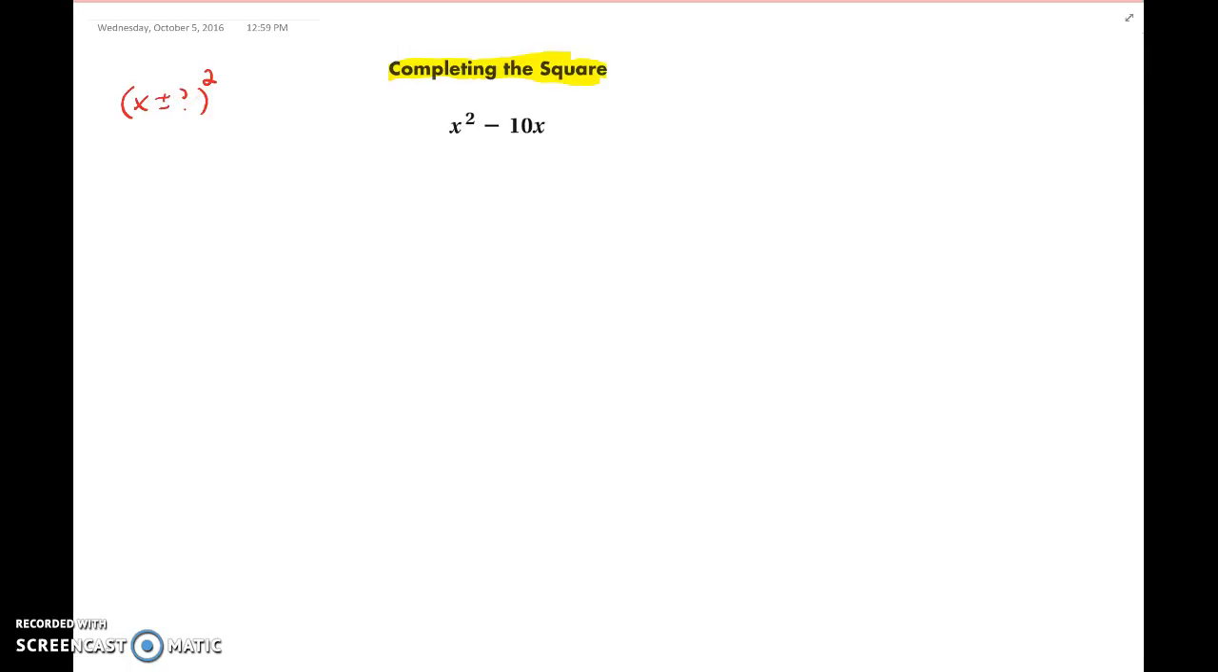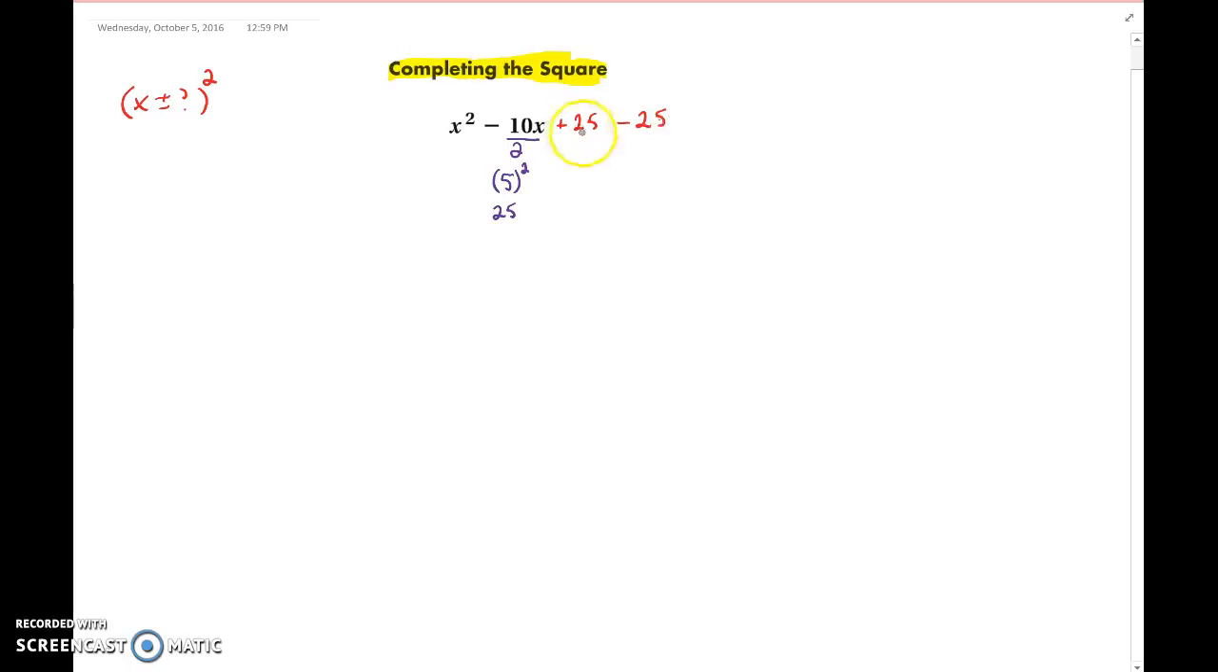So when we have an expression like this, what we do is we take our b, our number in front of our x term, and we divide it by 2. So 10 divided by 2 gives me 5. And then we square that number, and 5 squared is 25. And in this case, since there is no equal sign, it's just an expression, we need to add 25 and then minus 25 to the original expression.